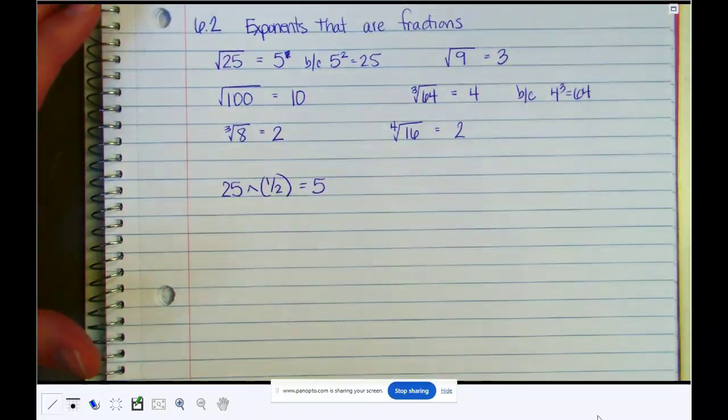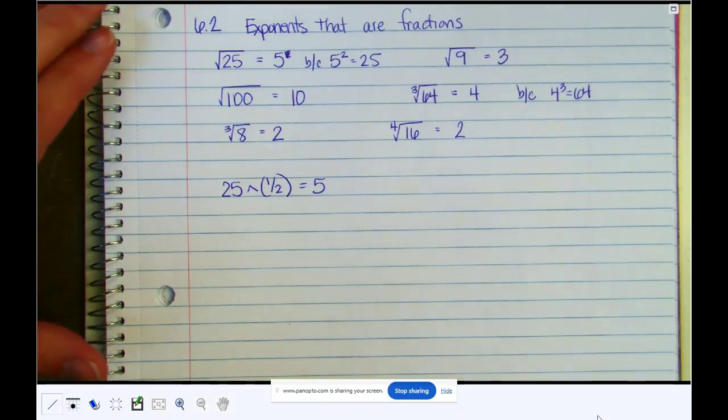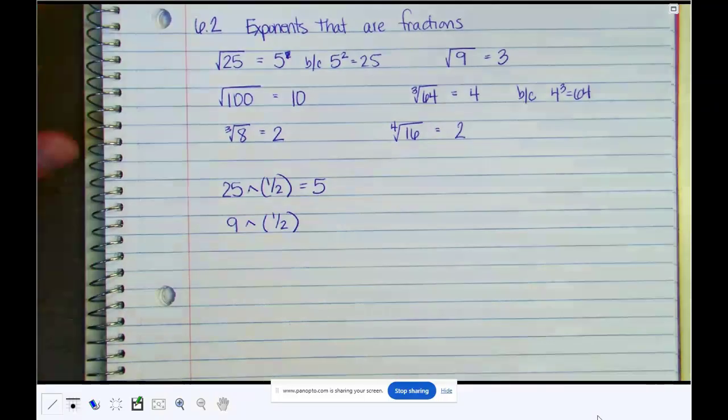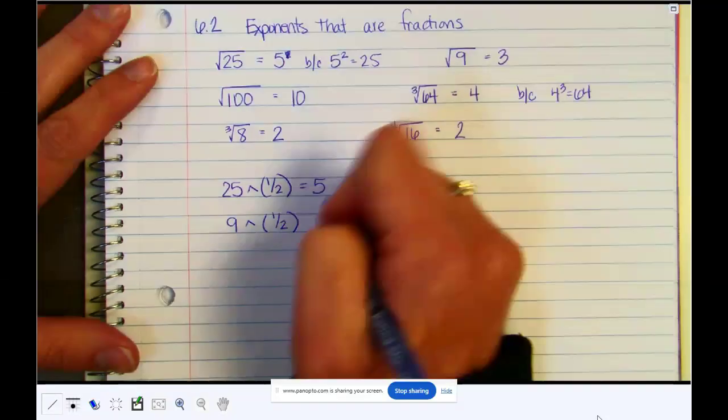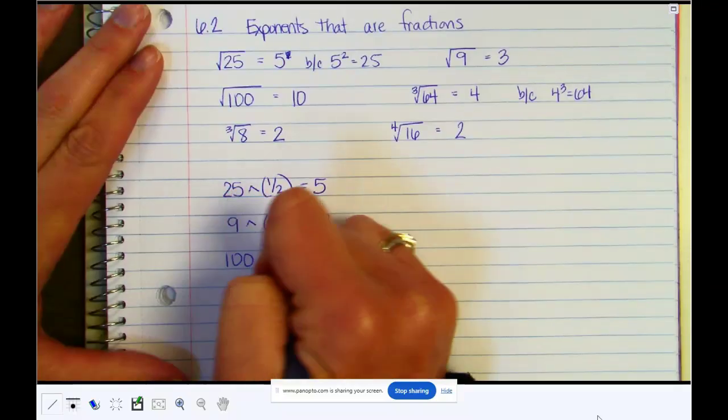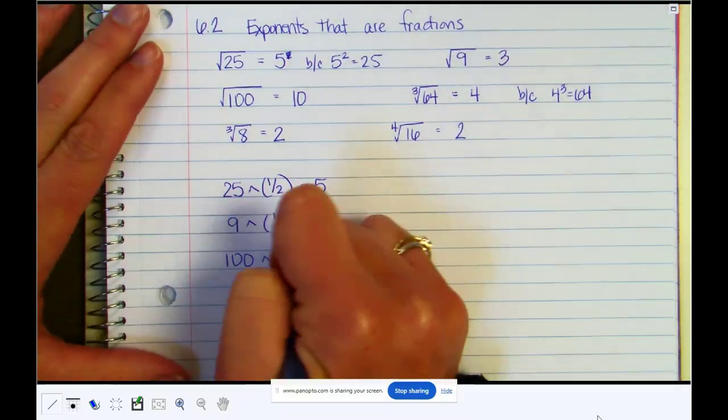You can do 0.5. I'd actually like you to keep it as a fraction, though, now that I think about it, for what's coming. You could, but we're doing other stuff with it. Okay, I'd like you to do 9 to the 1/2, please. 9 to the 1/2 is 3. Now I want you to realize it's not half of 9. Okay, now try 100 to the 1/2 power.